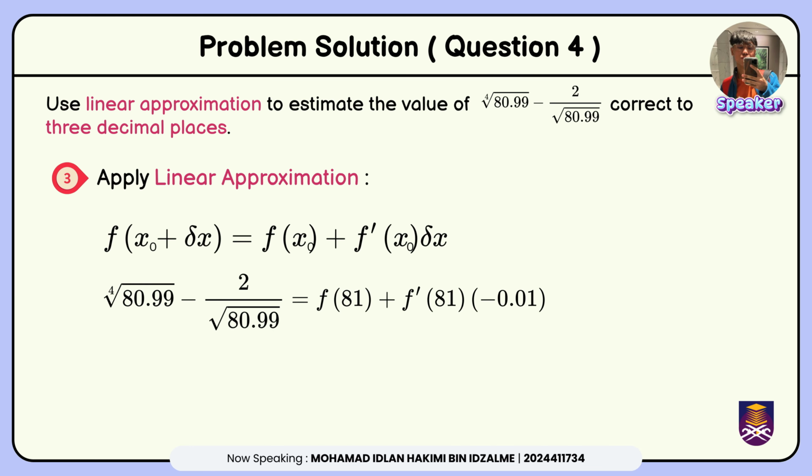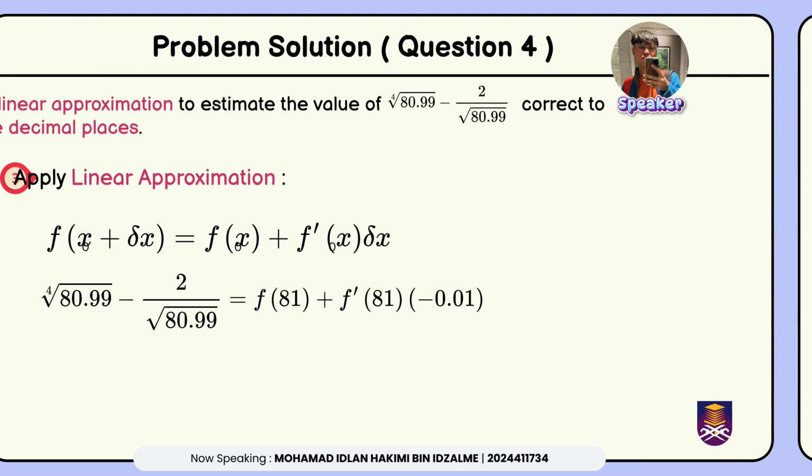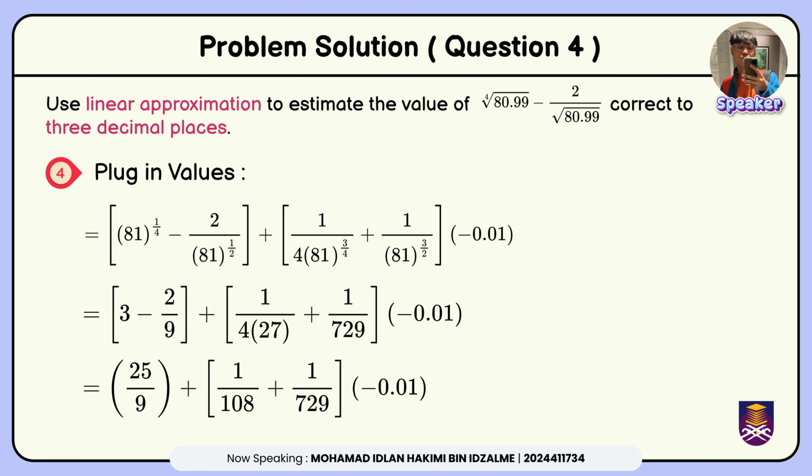Next, we apply the linear approximation formula to estimate the value of this question. Function f of x naught plus f prime of x naught multiplied by delta x. So f of 81 plus f prime of 81 multiplied by negative 0.01. Now that we have set up our formula, let's plug in the actual values.